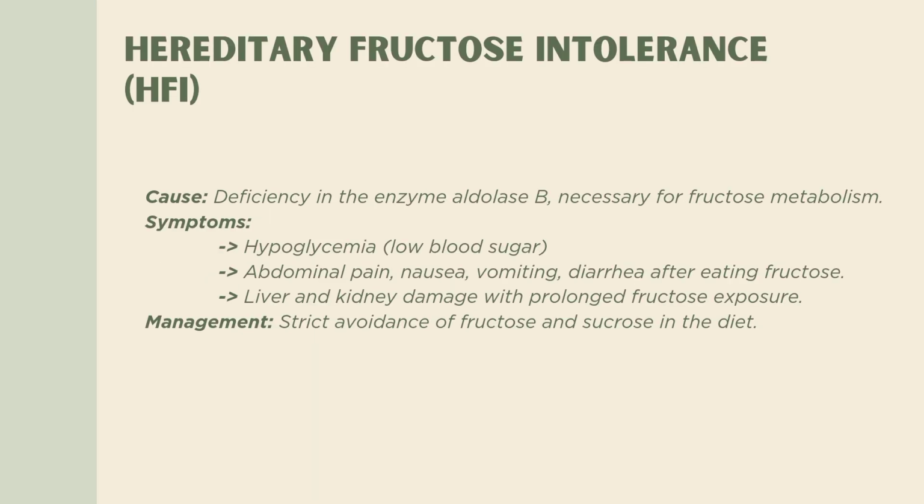Next, we have hereditary fructose intolerance, or HFI, another inherited condition caused by a deficiency in the enzyme aldolase B, which is vital for fructose metabolism. In individuals with HFI, fructose ingestion can lead to hypoglycemia, or dangerously low blood sugar levels, and severe abdominal pain, nausea, vomiting, and diarrhea after consuming fructose-containing foods. Also, liver and kidney damage from prolonged exposure to fructose. Management involves strictly avoiding fructose and sucrose in the diet to prevent these symptoms and complications.